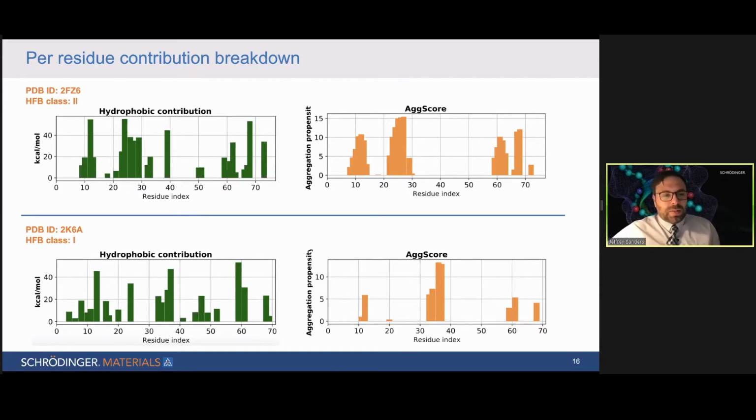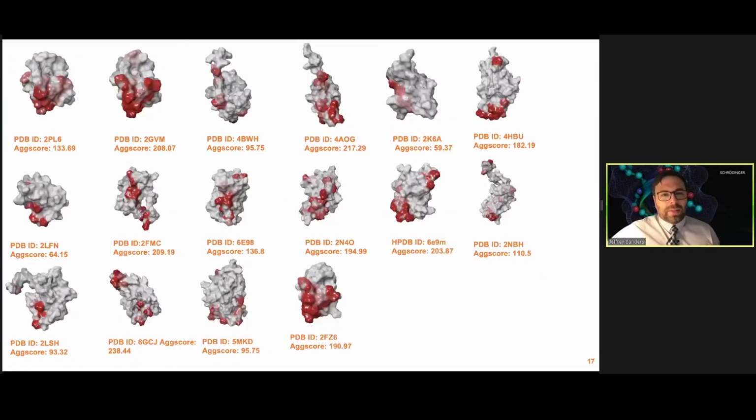So what this does is allows us to break down, in a sequence-specific manner, what the AgScores are, what the hydrophobic contributions are, and that allows us to make selections. There's maybe 15, I think now, crystal structures known for different hydrophobins, mutants, different organisms, and being able to identify which ones have high aggregation scores might be a better selection candidate for a particular type of application.